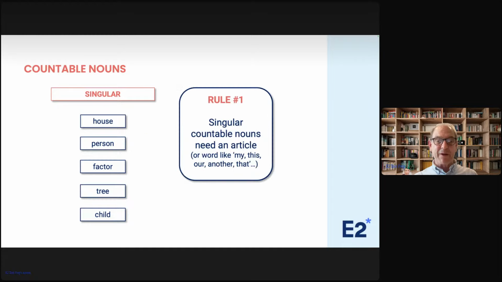You'll have a verb in it, yeah? So rule number one: singular, countable nouns need an article, or a word like my, a possessive pronoun, this, another form of pronoun, our, another, that. So that person needs a book. Singular, countable nouns need an article.